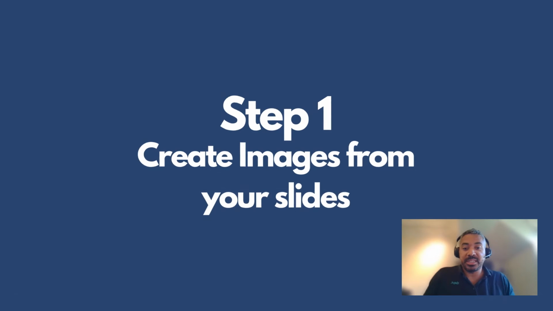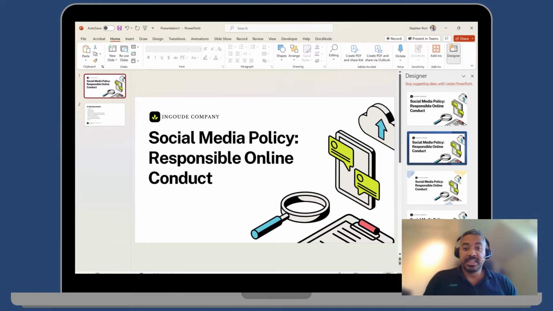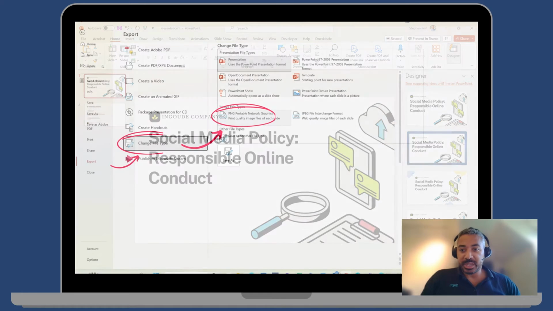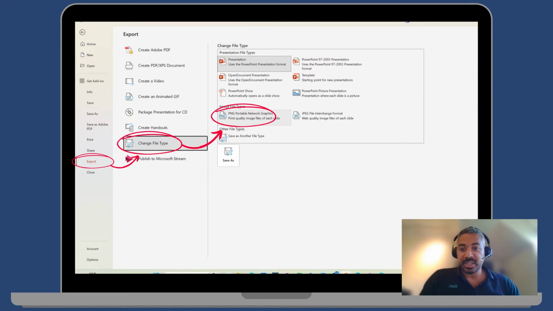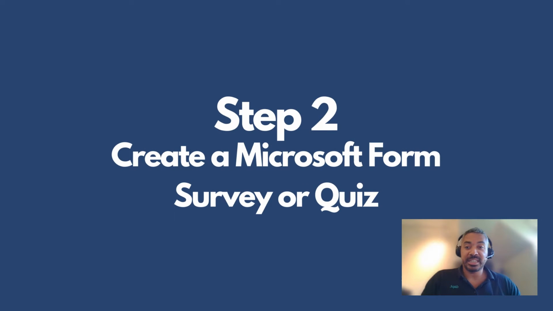So first step is creating your images from your slides. First, we're going to get our slides ready for our policy. This could be several pages that we're putting together. We need to make sure we can export these into files as PNG. So we're going to go to File, Export, change the file type, and then select PNG. That will download all of the files as images for us.